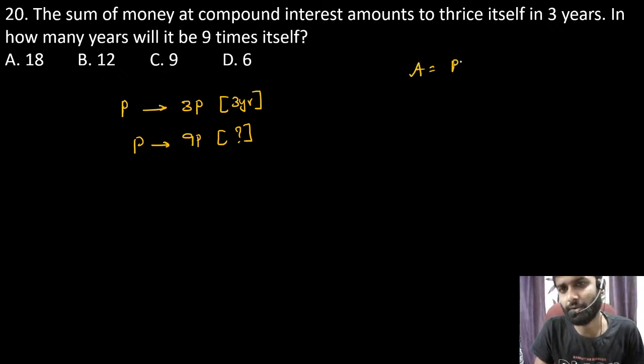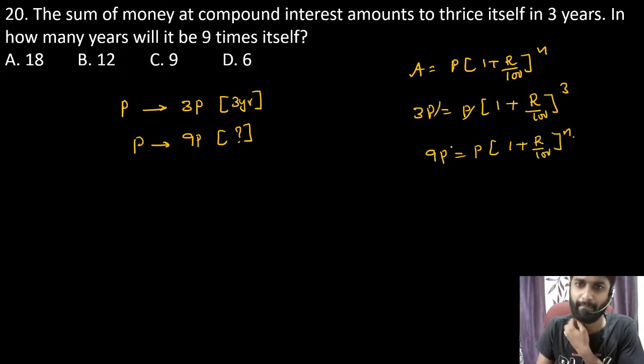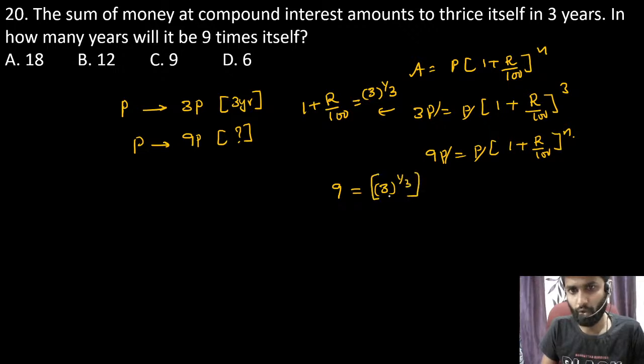The amount formula is exactly equal to P into 1 plus R by 100 whole power n. Just go to the procedure first of all. Amount is equal to 3P, which is P into 1 plus R by 100, happening for 3 years. Same thing, if P becomes 9P, in how much duration? This is the question. Now see, cancel P. For this equation, 1 plus r by 100 you can write as 3 power 1 by 3. You just replace it here. Now 9 becomes 3 power 1 by 3 whole power n.